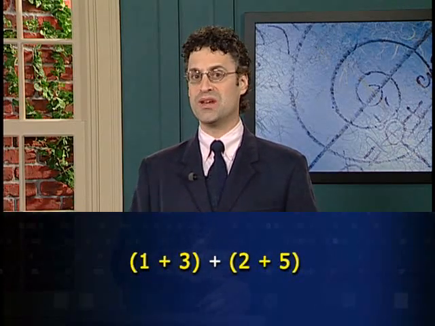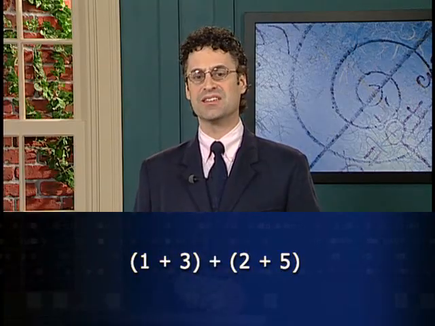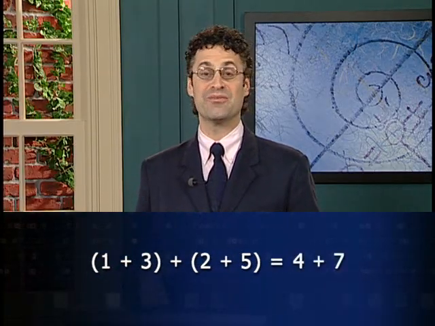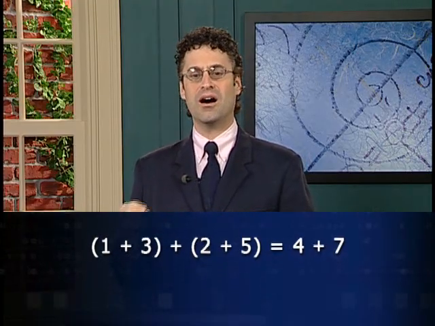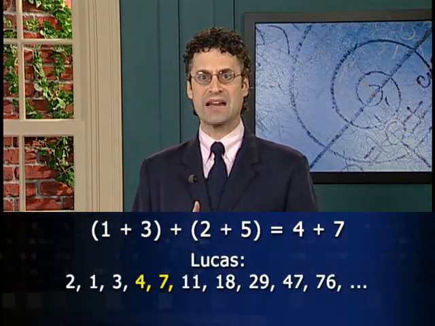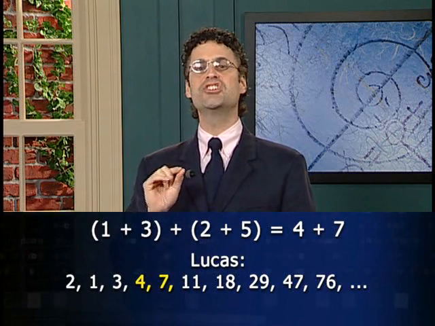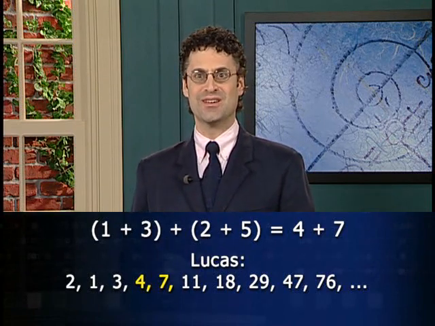I no longer get the 3 plus the 8. I get something else. I now get 4 plus 7. And notice that both 4 and 7 are Luca numbers. In fact, more is true. They're actually adjacent Luca numbers. So what do we know?